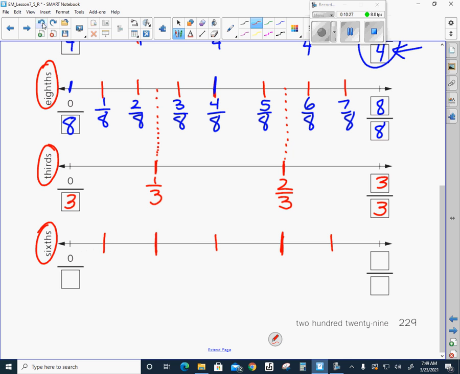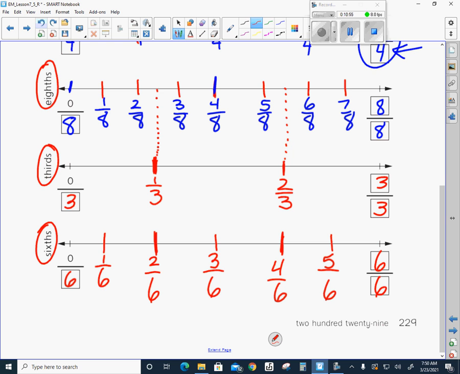And now we can go ahead and start labeling that number line. So we've got our 0/6, our 1/6, our 2/6. If you double check yourself, that should line up perfectly with the 1/3. Those fractions are equivalent. And then we have our 3/6, our 4/6, our 5/6, and our 6/6, or our 1 whole.